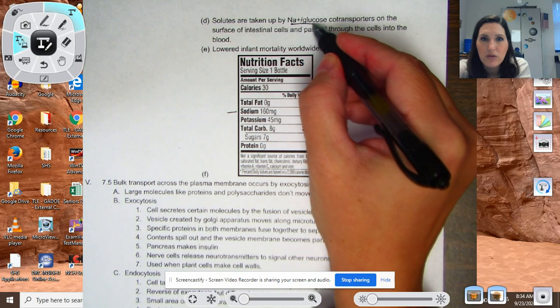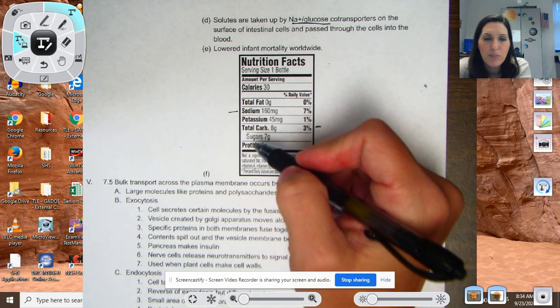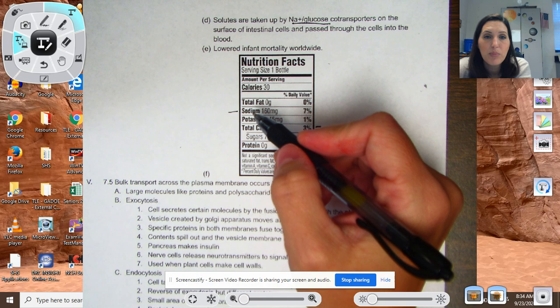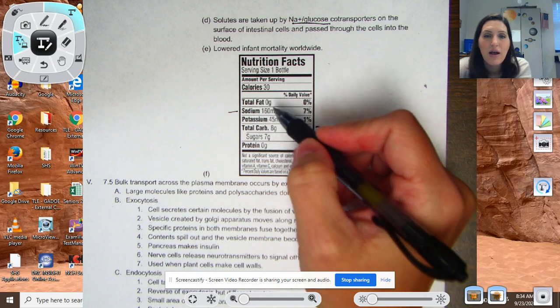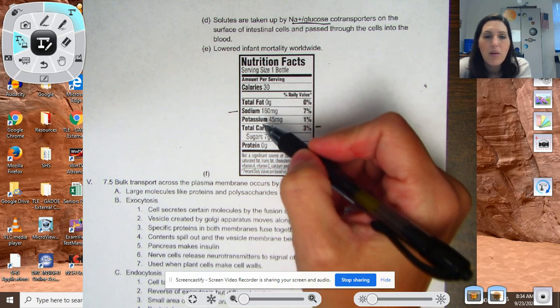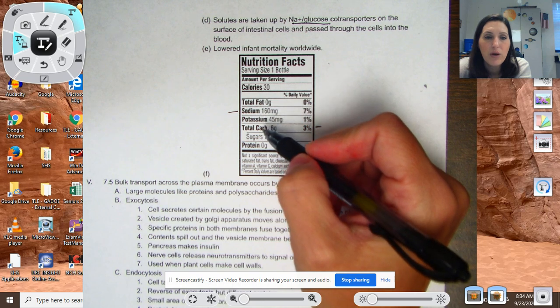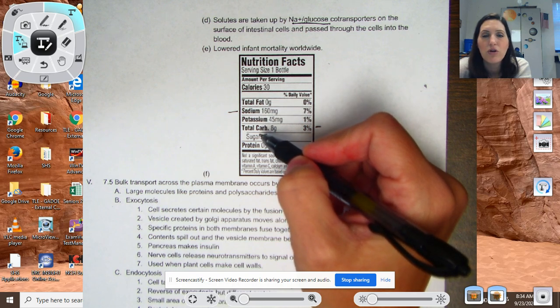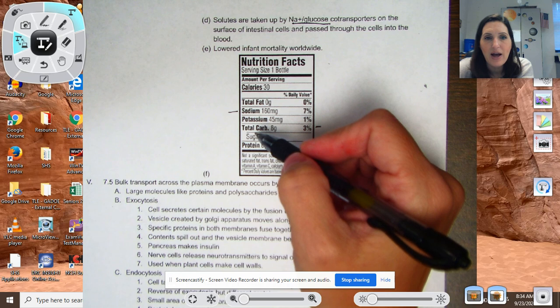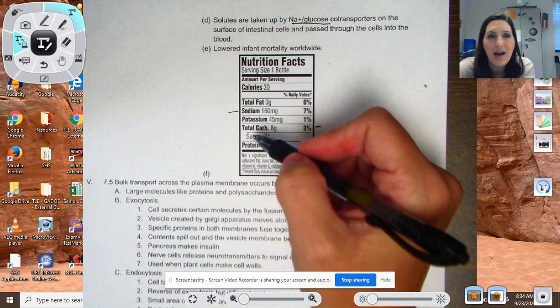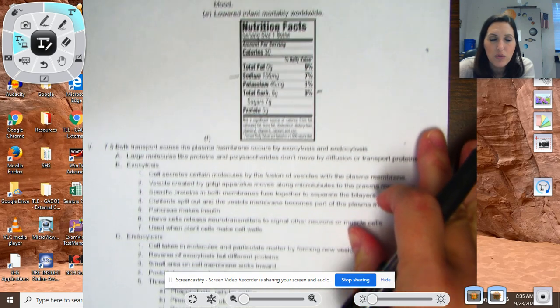Sodium and glucose, because of that pump, that one protein that can take them in, and the relationship they have, putting sodium in with the glucose allows it to get absorbed into your body faster. So that's what it's doing, and hydrating you that way. This has lowered infant mortality worldwide.